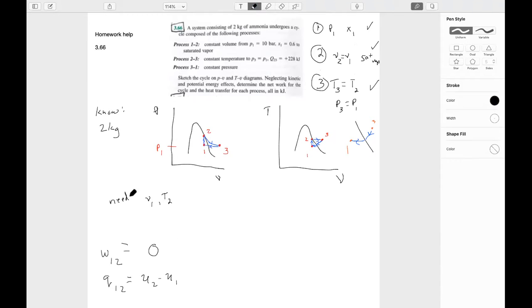All right, so on my list of things that I want, I need U. Actually, I'm going to group them according to state. I need U1 and I'm going to need U2. I'm putting all the things at state 1 together and all the things at state 2 together.